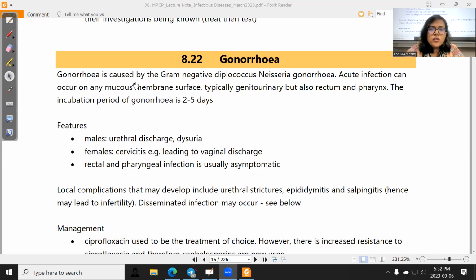Okay, gonorrhea is caused by the gram-negative diplococcus, Neisseria gonorrhoeae. Neisseria gonorrhoeae, apart from causing infection, like genital infection, can Neisseria gonorrhoeae cause something even more devastating?